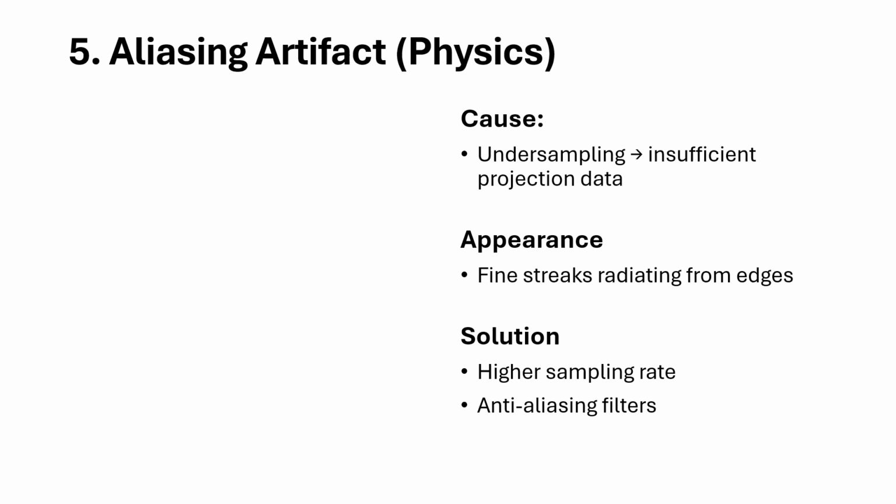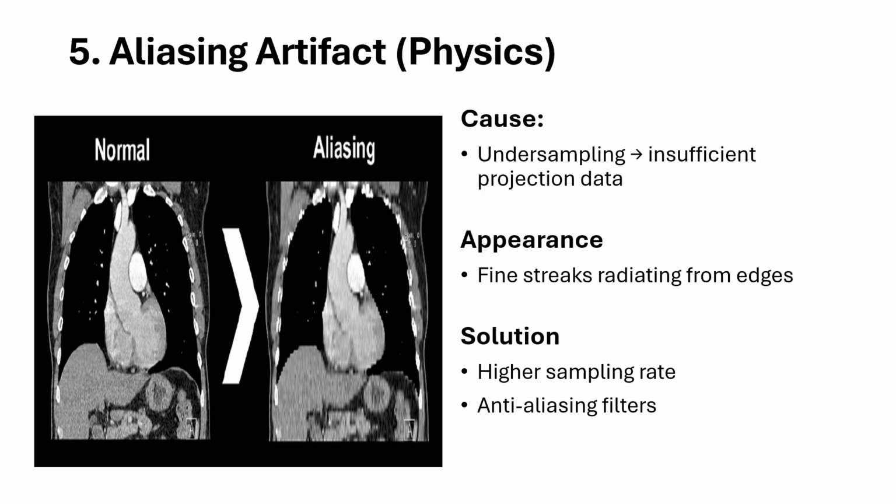Now another artifact is the aliasing artifact, and it occurs due to the undersampling and insufficient projection data. So its appearance is the fine streaks radiating from the edges. As we can see in this image, the second image shows fine streaks radiating from the edges of structures, and this is the normal image, and its solution is the higher sampling rate and anti-aliasing filters.